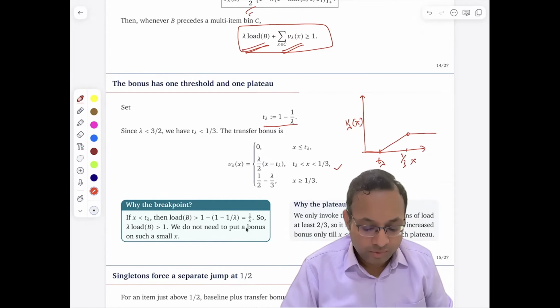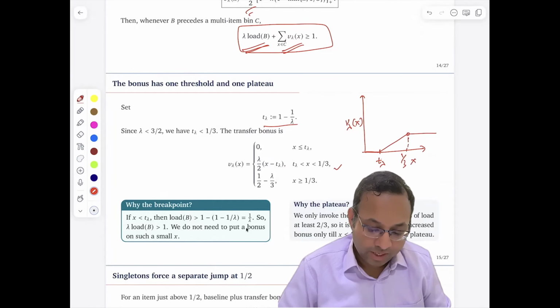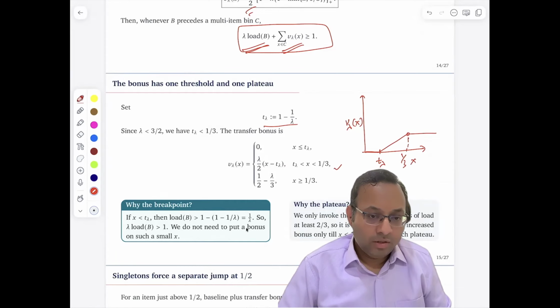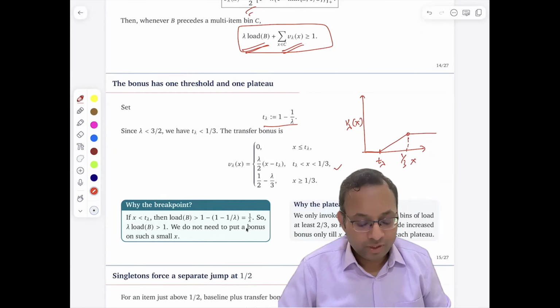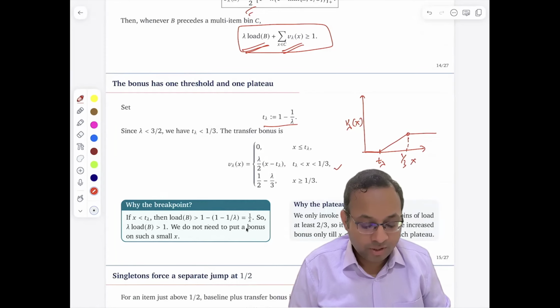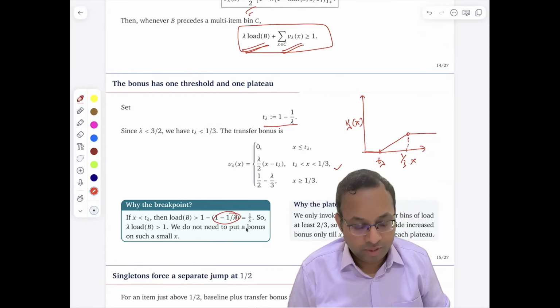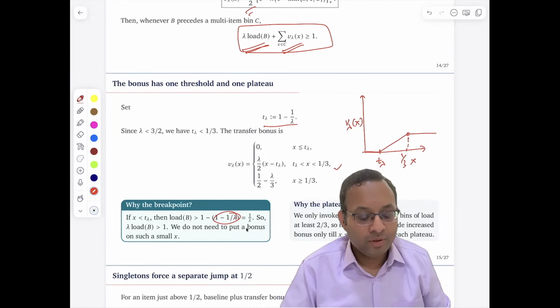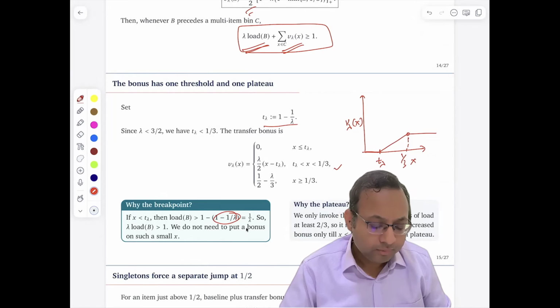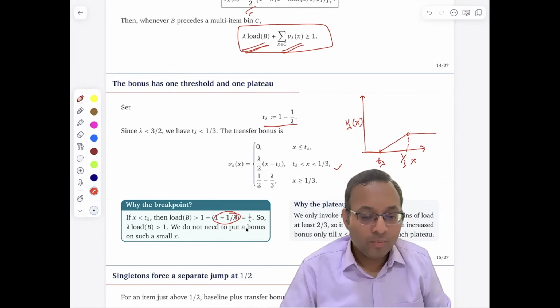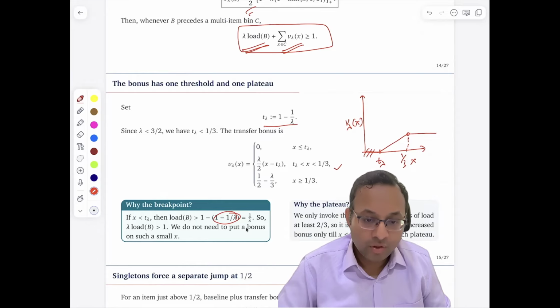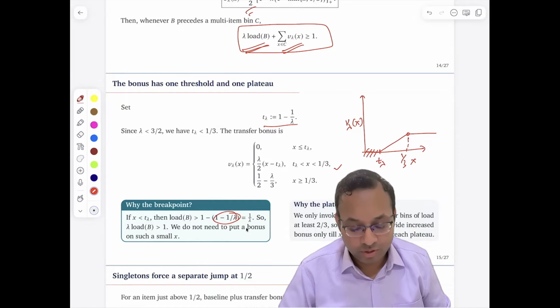So what does it mean? There are 2 breakpoints kind of. One is t lambda and 1/3 x. If x is less than t lambda, then you can see that the load of the bin is 1 minus (1 minus 1 by lambda), which is 1 by lambda. So the lambda function already directly pays for weight 1. So we don't need to put extra bonus on such small x. For this portion, we can just put the bonus to be 0.